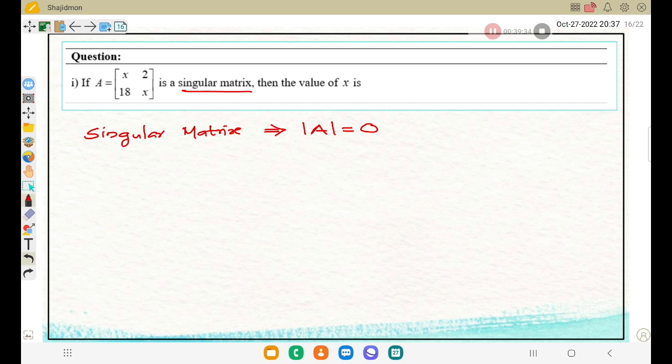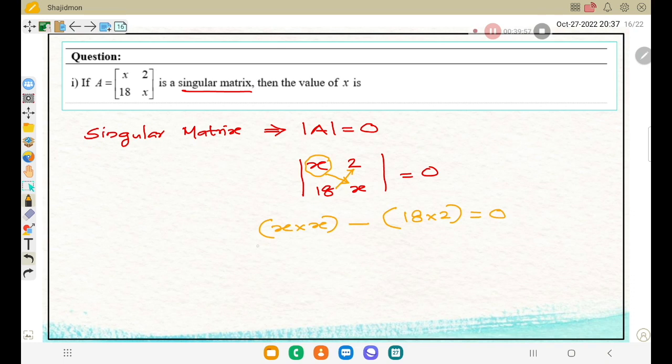So you know how to calculate the determinant. Determinant of A, meaning x, 18, x, 2, equal to 0. Now, how are we calculating this determinant? Cross multiply. Main diagonal numbers multiply, x times x, minus off diagonal numbers multiply, 18 multiply 2, equal to 0. x multiply x means x power 2, minus 18 multiply 2 means 36, equal to 0. That means x power 2 equal to minus 36, going to the next side, plus 36.